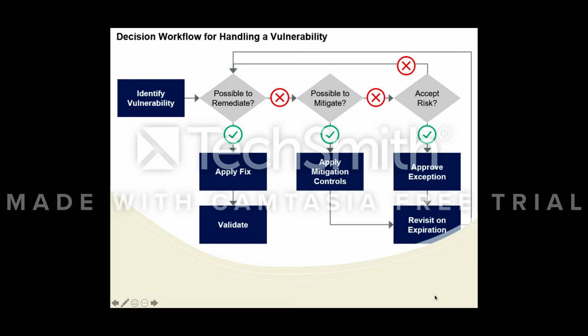As you can see in this diagram, it's a decision workflow for handling a vulnerability. First of all, we see if it's possible to remediate the vulnerability. If yes, we apply the fix and then we validate. If not, we see if there's a possibility to mitigate. If yes, we apply the mitigation controls. If not, we see if the vulnerability could be considered a business acceptable risk. If yes, we approve the exception and then revisit it on expiration.